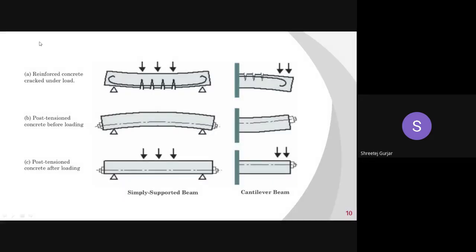Okay, so the first figure, A, shows you your typical reinforced concrete beam, a simply supported one. You can see this simply supported reinforced concrete beam. When your loads start to act, it will start to crack and it will start to sag.